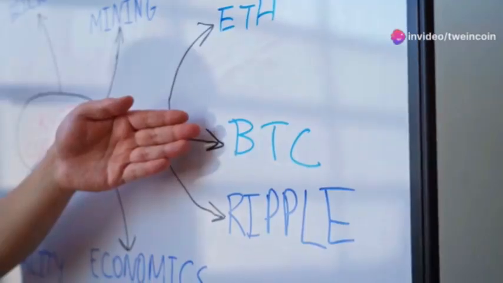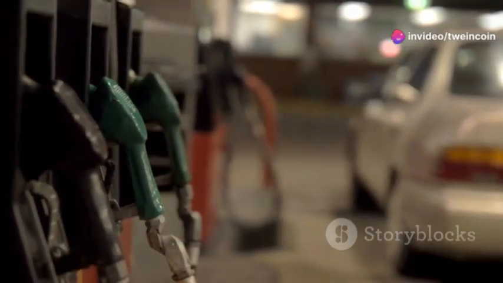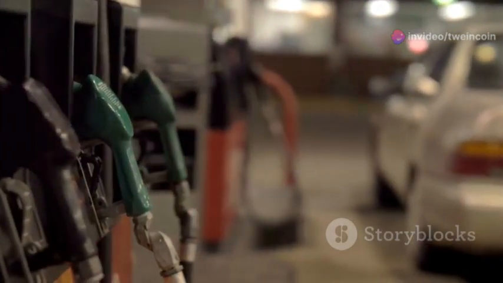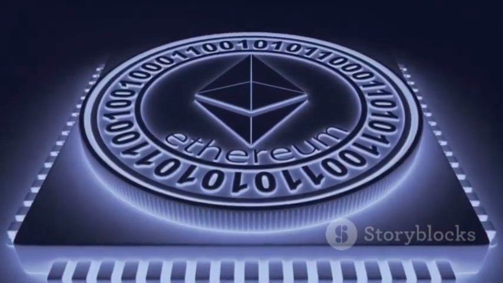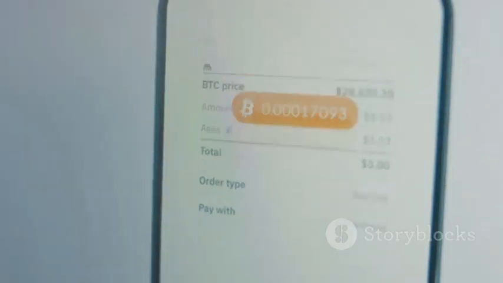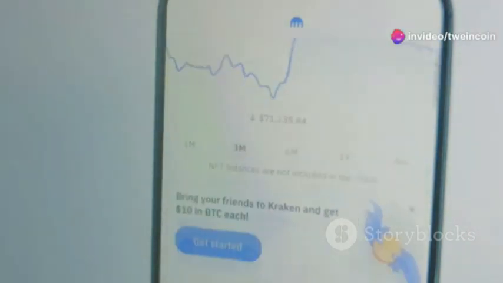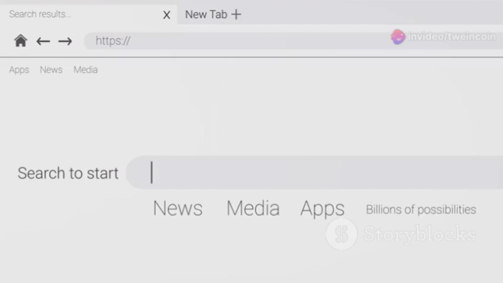What is gas, anyway? First off, what exactly is gas? When you hear the word gas, you probably think of fuel, like what goes into a car to make it go. Gas on the Ethereum network works in a similar way. In this case though, gas isn't a physical fuel, it's just the name given to the cost or fee required to make transactions and run applications on Ethereum's blockchain.